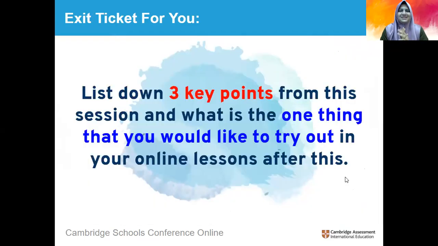So here's an exit ticket for you. Try to list down 3 key points from this session. And what is the one thing that you would like to try out in your online lessons after this? I'll give you a minute. At the same time, you can start typing out on the live chat and also interact with other participants. I hope that you will have a productive exchange of ideas by doing so. 1 minute.